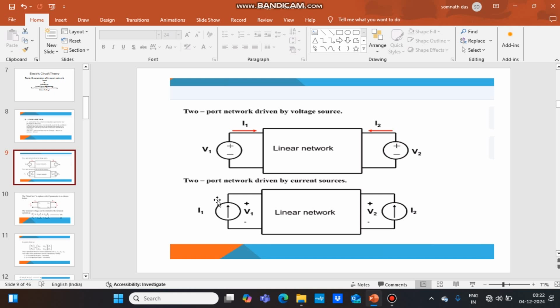And in the lower figure, two current sources are connected. The I1 current source is connected across the input port. The I2 current source is connected across the output port.